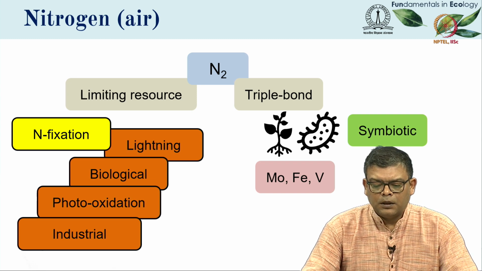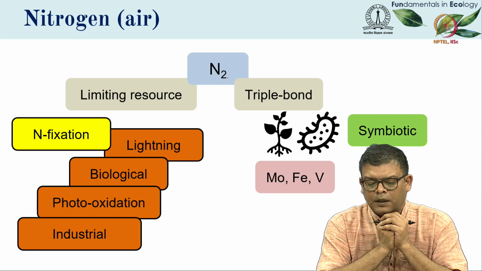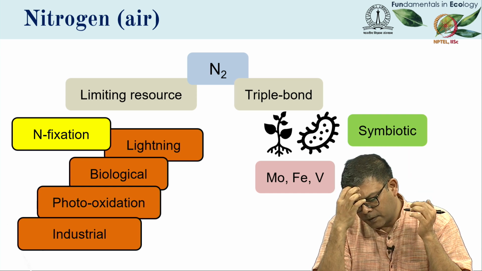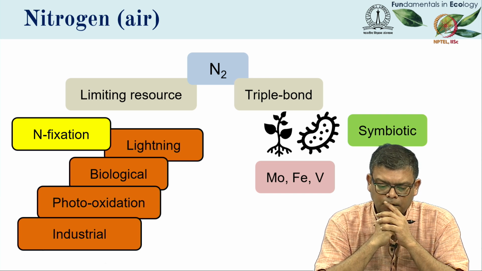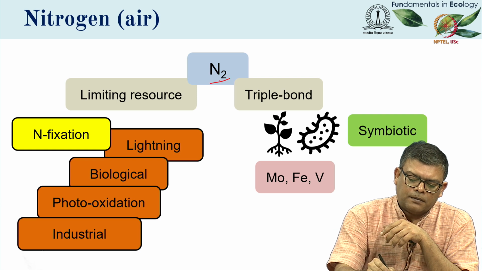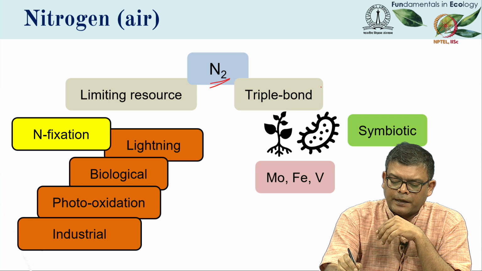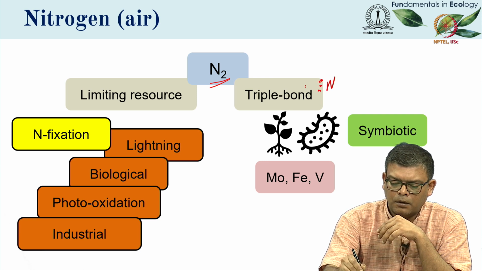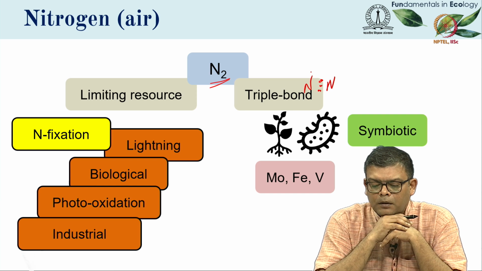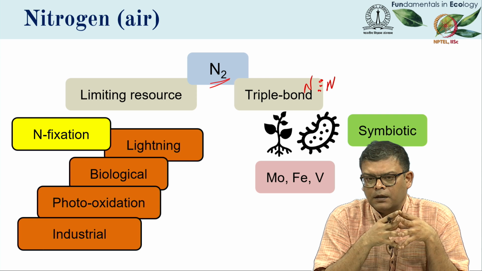One thing that we need to notice immediately is nitrogen is the most abundant gas in our atmosphere. It constitutes about 78% of the total molecules in air. But an interesting thing about nitrogen is that it is available in its elemental form. There are two nitrogen atoms and they have a triple bond between them.